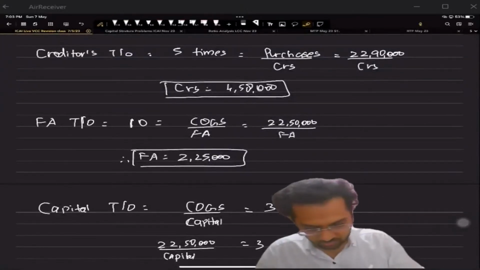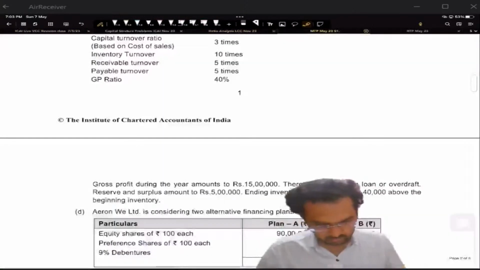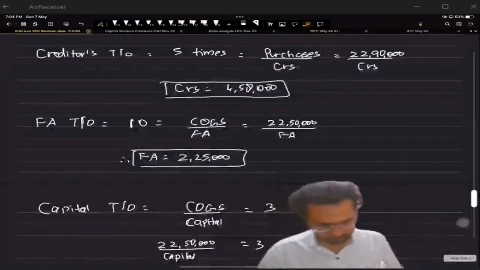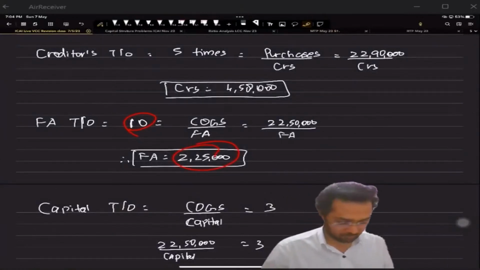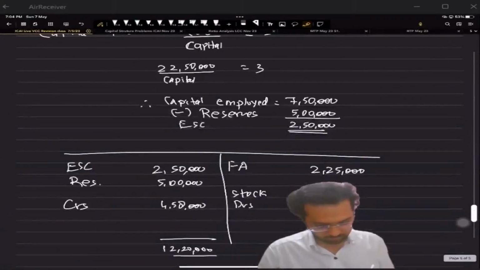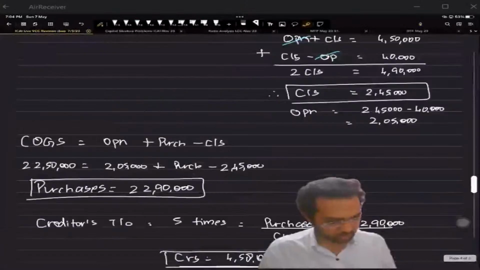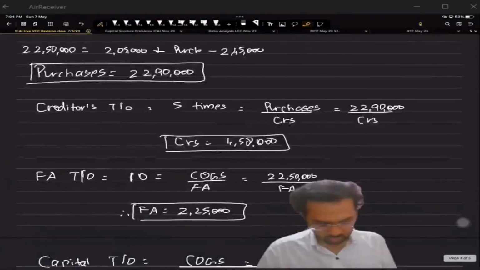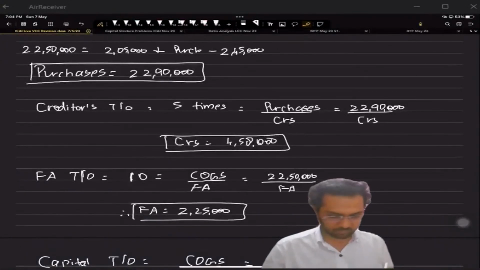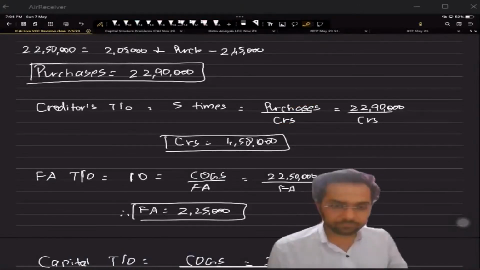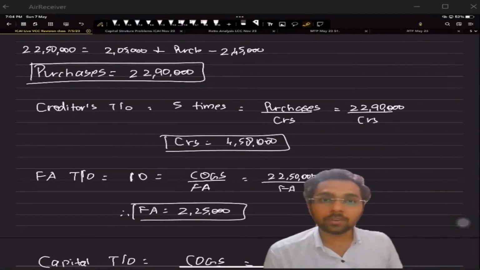Fixed asset turnover is given as 10 times. So for fixed asset turnover, we get a fixed asset value of 2 lakh 25. Creditors of 4 lakh 58. We have a stock of 2 lakh 45. Formula for creditors turnover, is it different? We have the purchases upon creditors. I don't think there should be any difference in it. We need to check.